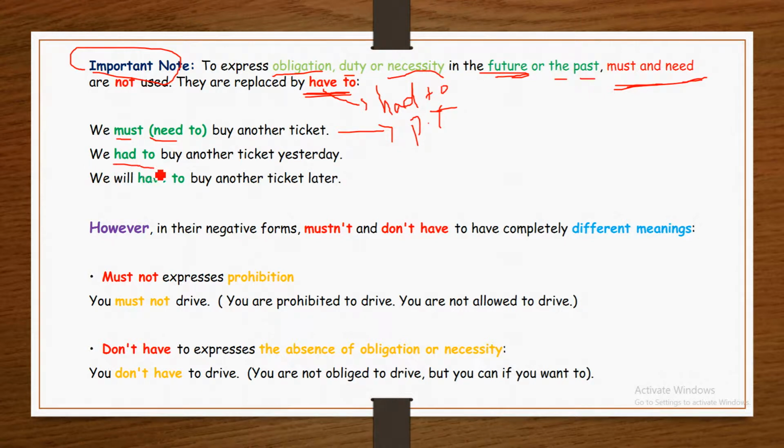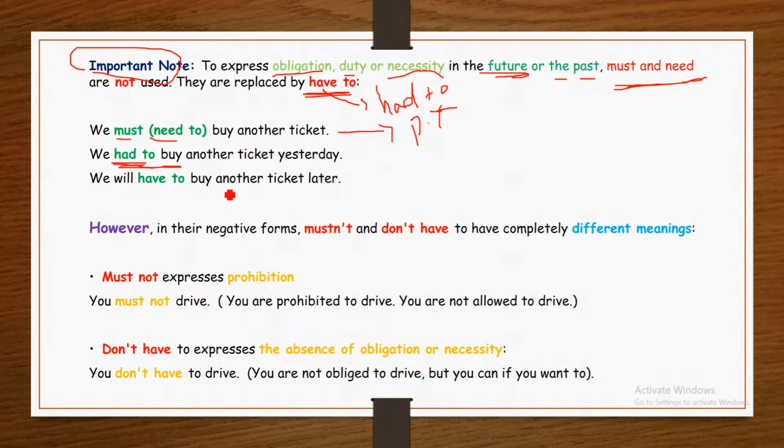We had to buy another ticket. Must and need to is replaced by had to in the past. We had to buy another ticket yesterday.